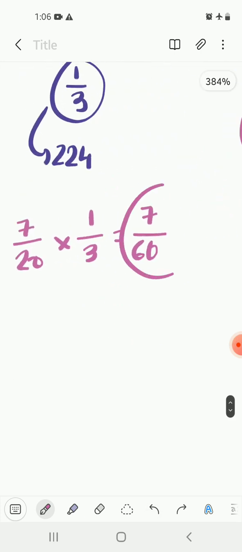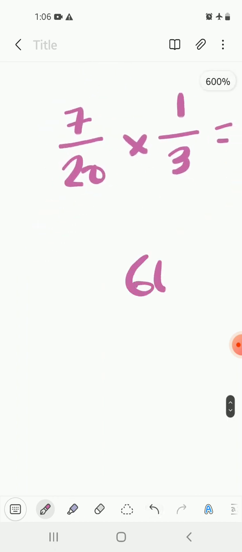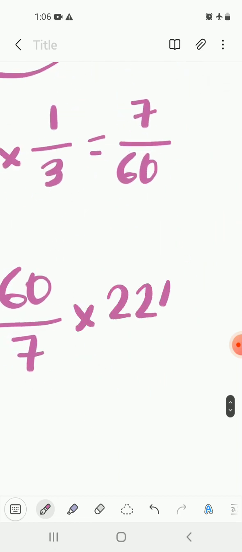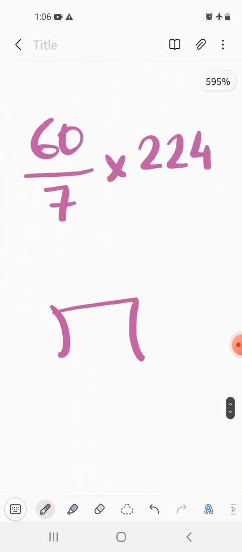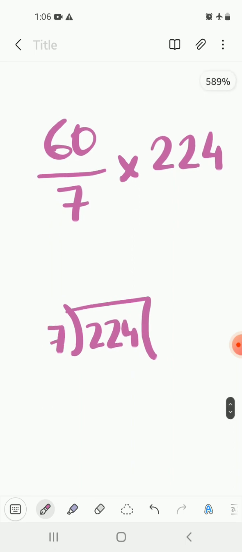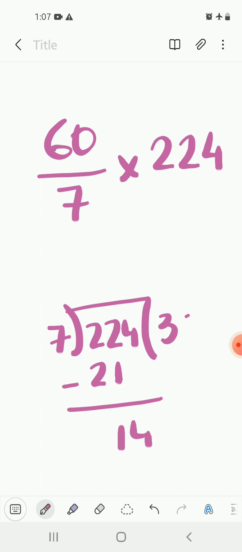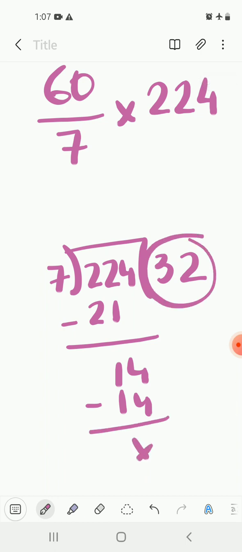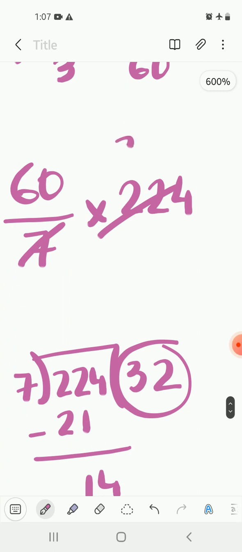So simply we have to use the reciprocal of 7 by 60, which is 60 by 7, because we need to find out the total. And what is the value of these 7 parts? It is given as 224 over here. So simply, now we are going to cancel it out. Divide 224 by 7. So 7 3s are 21, 7 2s are 14. So we get 32. So this is 32.